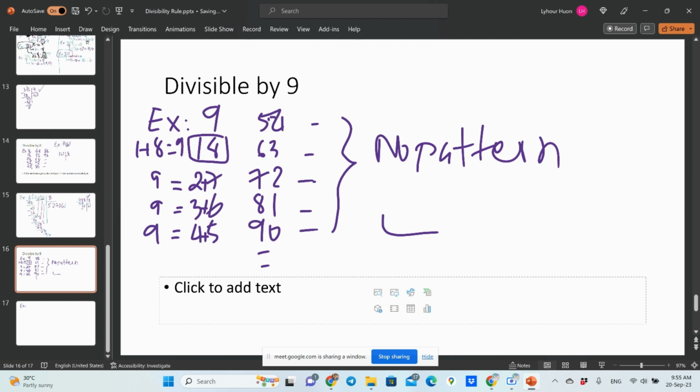4 plus 5 is 9, 3 plus 6 is 9, and so on. How about 99? 99 is also divisible by 9, right? But if we add the digits together, it's 18. And if we add those numbers, 1 plus 8 is 9. My bad. 108 also works. That's why we have that rule.